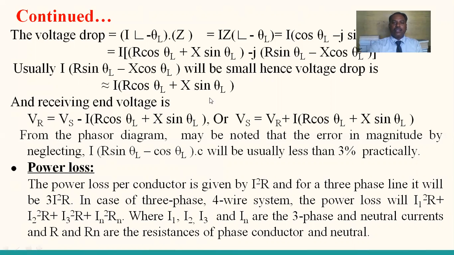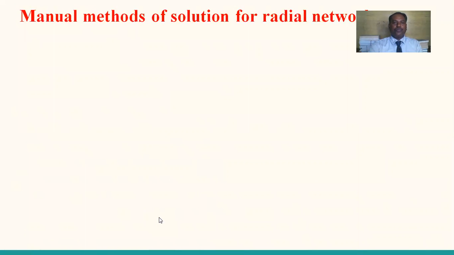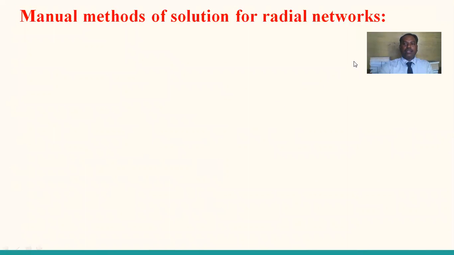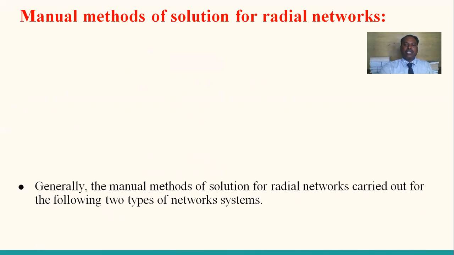Yes. So here the voltage drop equation as well as the power losses, followed by another one, manual methods of solution for radial networks. Radial networks, this term is more familiar from unit number 2. A radial network is one where power is transferred from the substation to the load centers in a single path. So what are the manual methods of solution for radial networks?